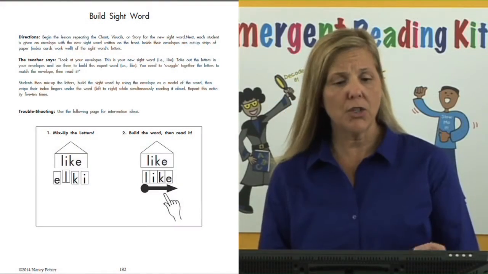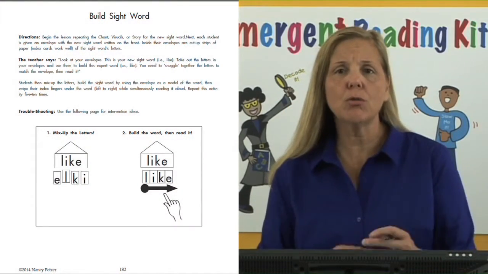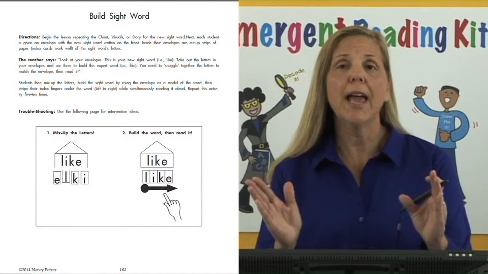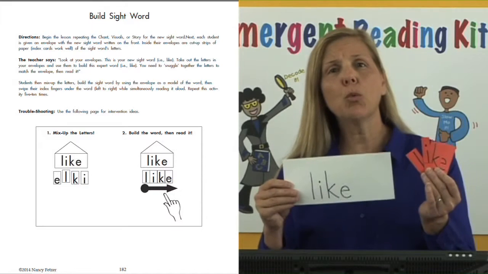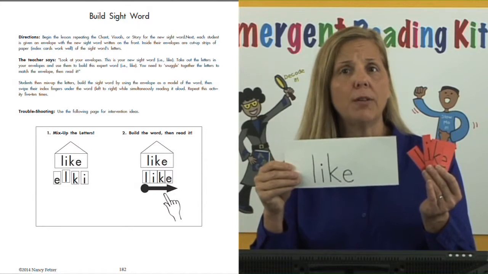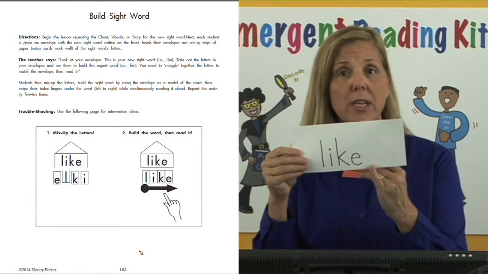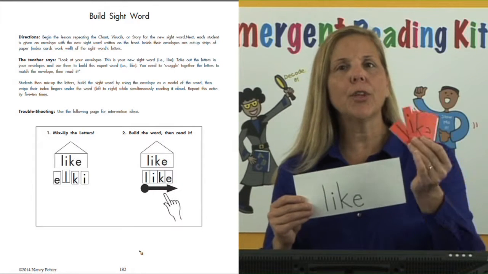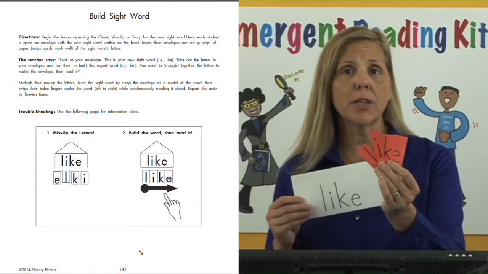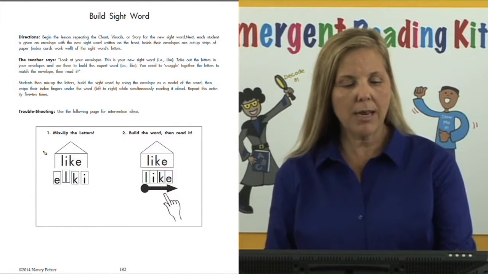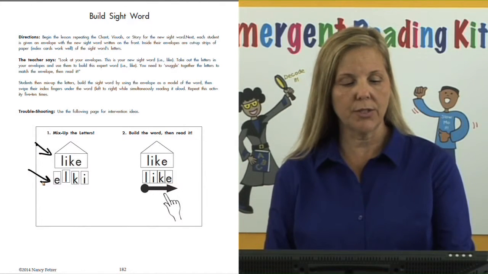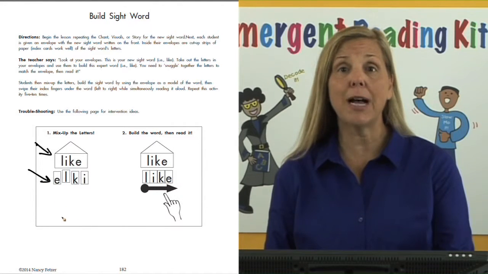On page 182 is an activity in which students are going to take letter cards and put them together to build their new sight word. For the Build the Word activity, you need an envelope with the sight word written on the outside, and also the sight word written on some sort of hardstock card where you cut up the letters. At the bottom of your page, you'll see a visual. Here's that envelope with the cut up letters, and the student has mixed them up.